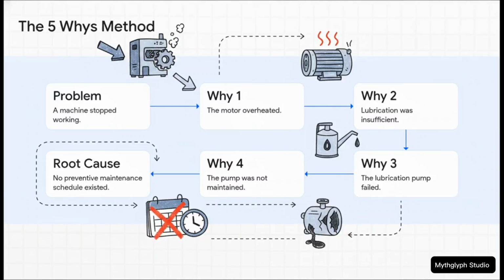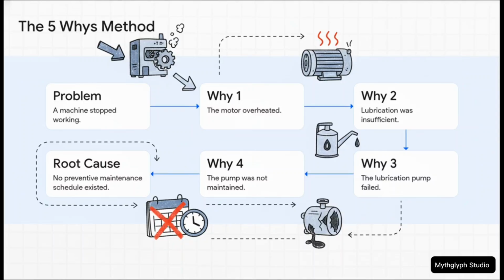Okay, so a machine stops working. That's the symptom on the surface. So we ask why? Well, because the motor overheated. Okay, but why did the motor overheat? Turns out the lubrication was insufficient. We're getting warmer. Why was it insufficient? The lubrication pump failed. And why did the pump fail? Because it wasn't maintained. Now here's the last, most important question. Why wasn't it maintained? And boom, there it is, the root cause.